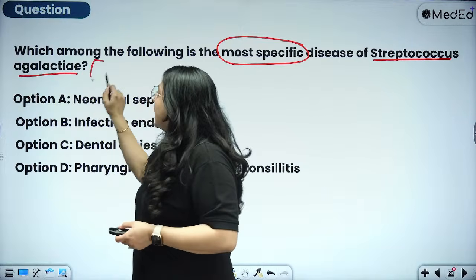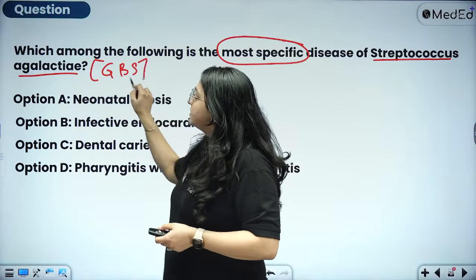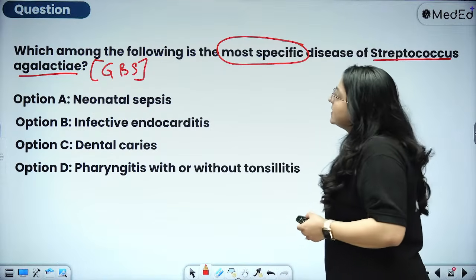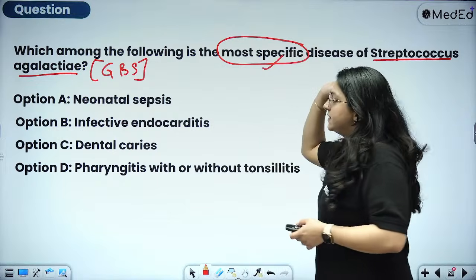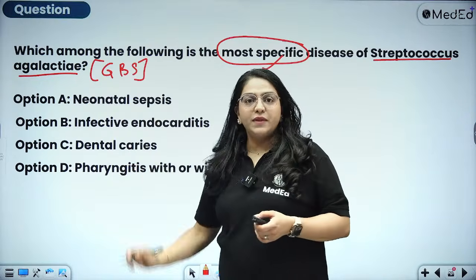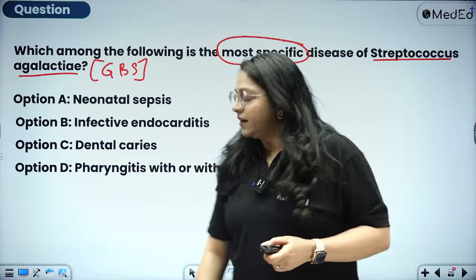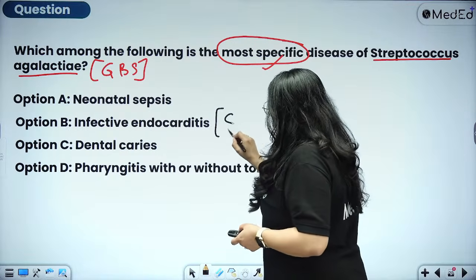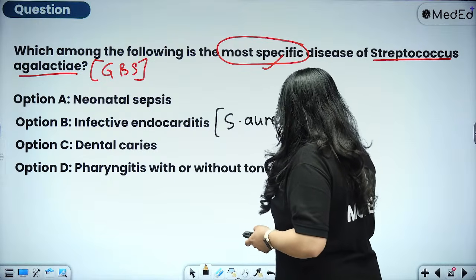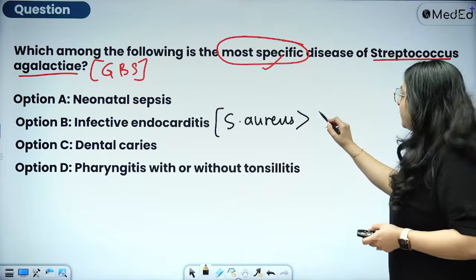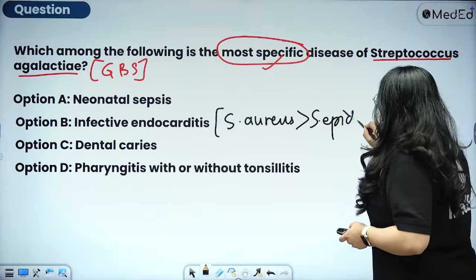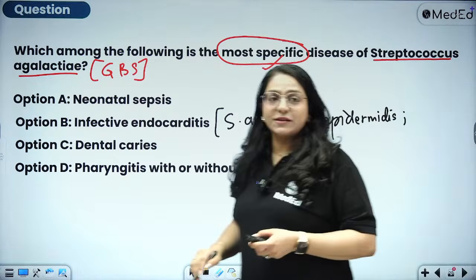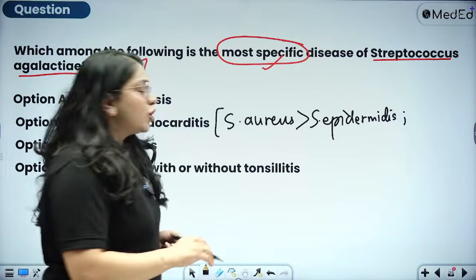Now, Streptococcus agalactiae is what? It is group B Streptococcus. Amongst the beta hemolytic streptococci, the group B Streptococcus. What does it lead to? Most specific disease. It leads to all of these. Now, who causes infective endocarditis? Overall, most common cause of infective endocarditis? Staph aureus, always. Followed by Staph epidermidis. And if it is a native valve, not a prosthetic valve, then what is the most common cause?